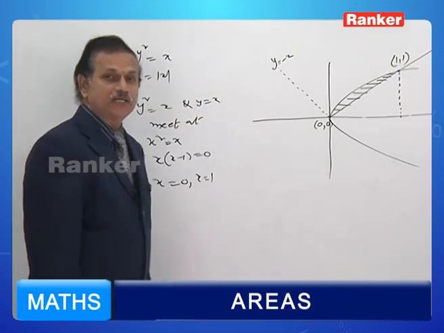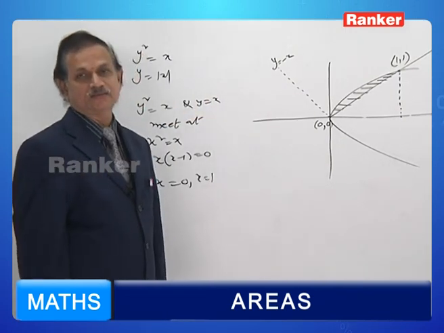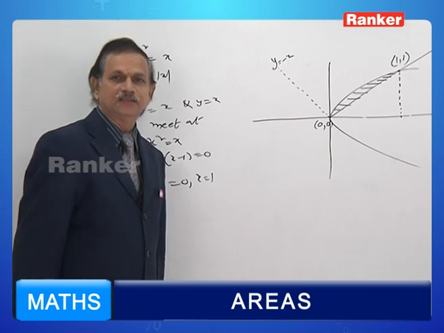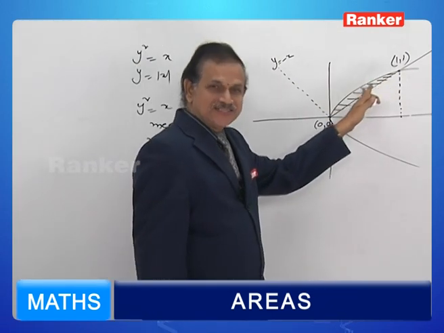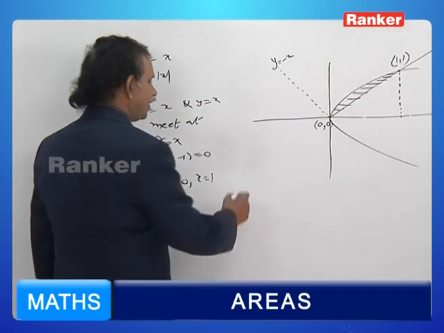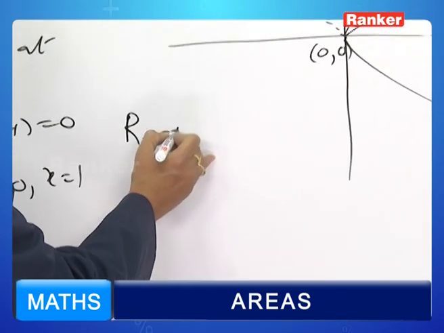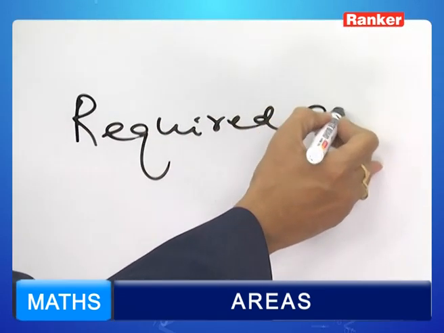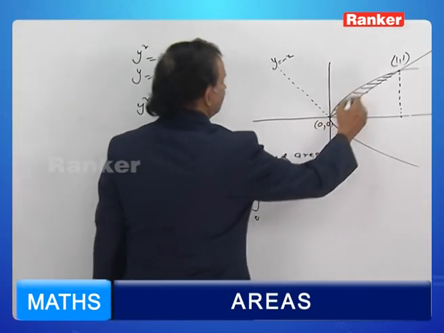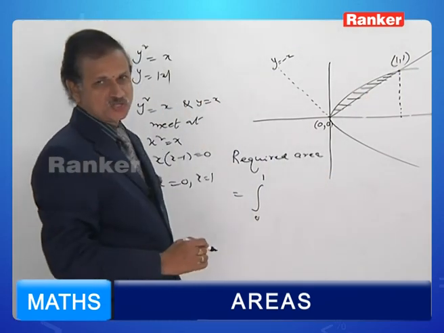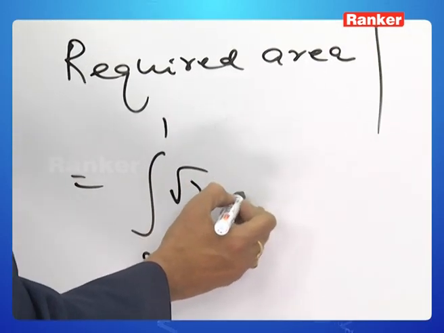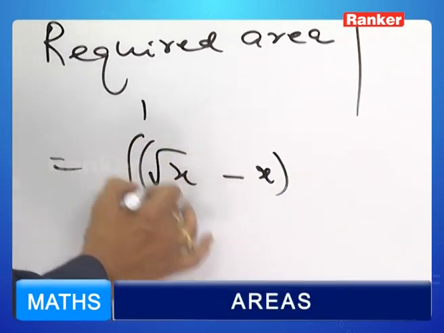Even though he has given y is equal to mod x in the data, the line y is equal to minus x, of course, is not suitable and not useful at all here. And this region, the area of this region, is only required here. So, the required area is equal to integral 0 to 1. What is the curve which lies at the upper place? Is it the parabola or the straight line? It is the parabola. What is the parabola? Y square is equal to x, or y is equal to root x, minus y is equal to x, dx.